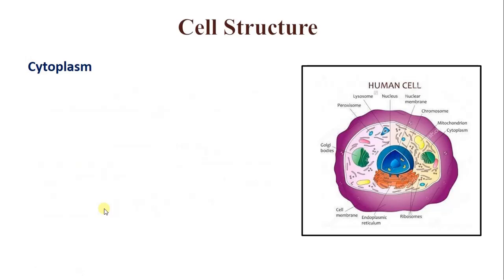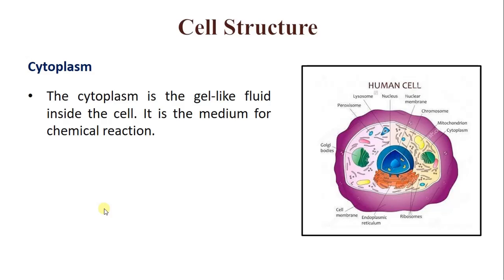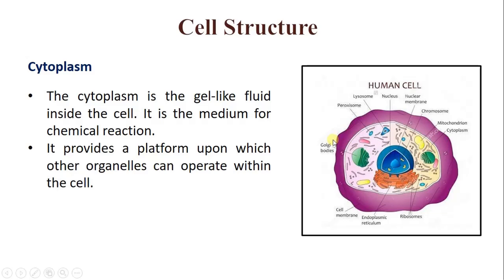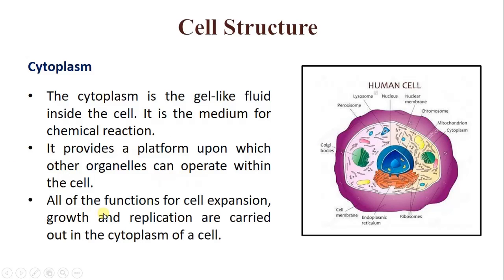Then the last is the cytoplasm. The cytoplasm is, you can see here, this skin colored region. It is a gel-like fluid inside the cell, and it is the medium for all the chemical reactions that are taking place. It provides a platform upon which other organelles can operate within the cell. All the functions of cell expansion, cell growth and replication are carried out in the cytoplasm of a cell.